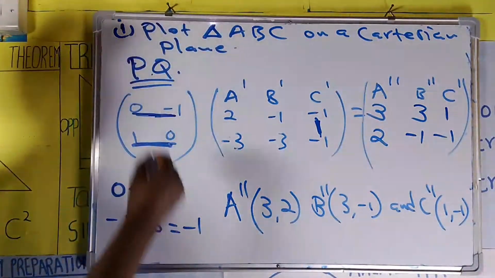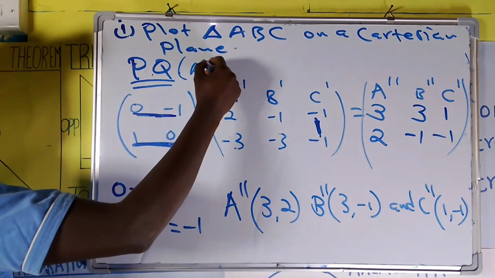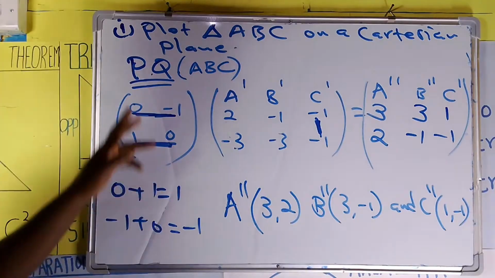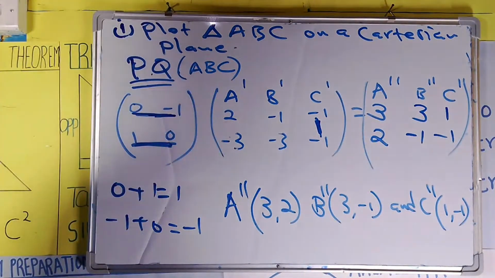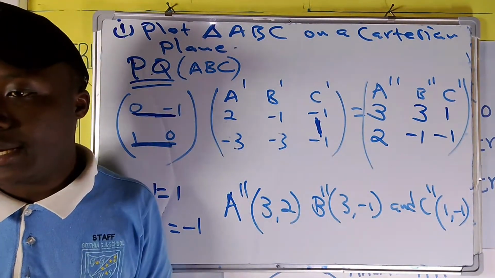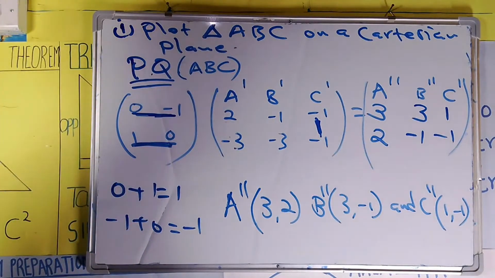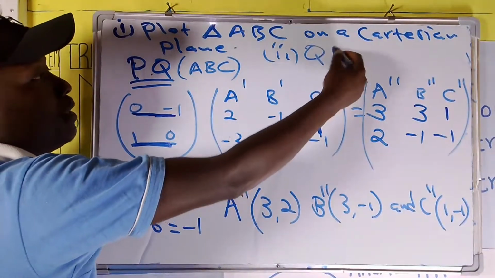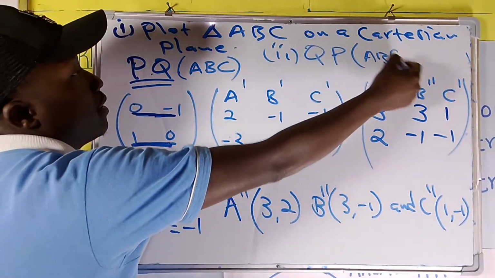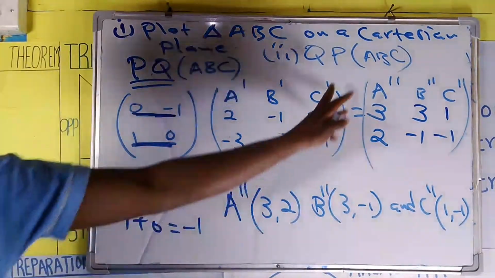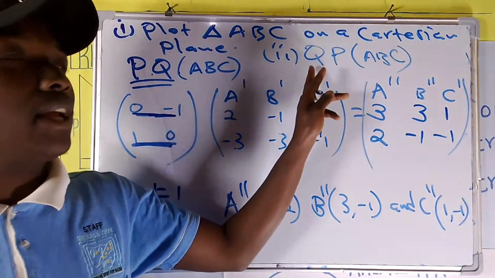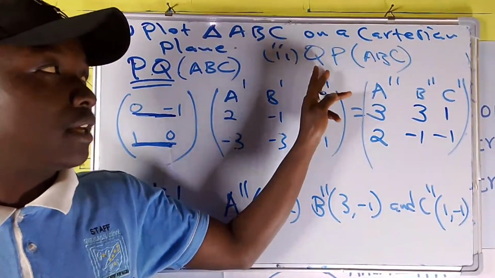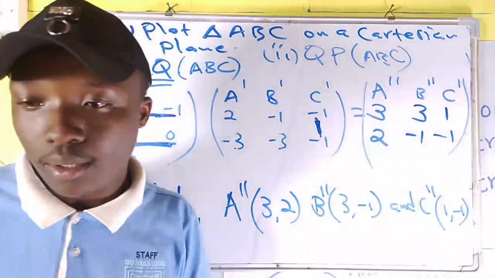Remember, we were solving on PQ, ABC. So plot it on a Cartesian plane. Roman 2, we'll be solving on QP, ABC. QP, so it is transformation P followed by Q. P followed by Q. So this is the second one that we'll be doing.